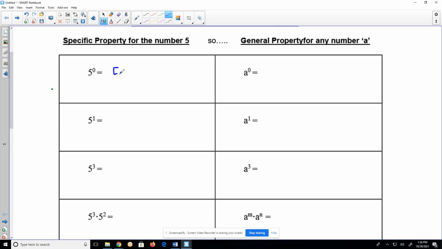5 to the 0 power. 5 to the 0 power is 1. Anything to the 0 power is 1. So x, y, z, the quantity to the 0 power is 1. 7 million to the 0 power is 1. So that's our first property. 5 to the first power is basically just saying 5 is 5. So a to the first power is just a.